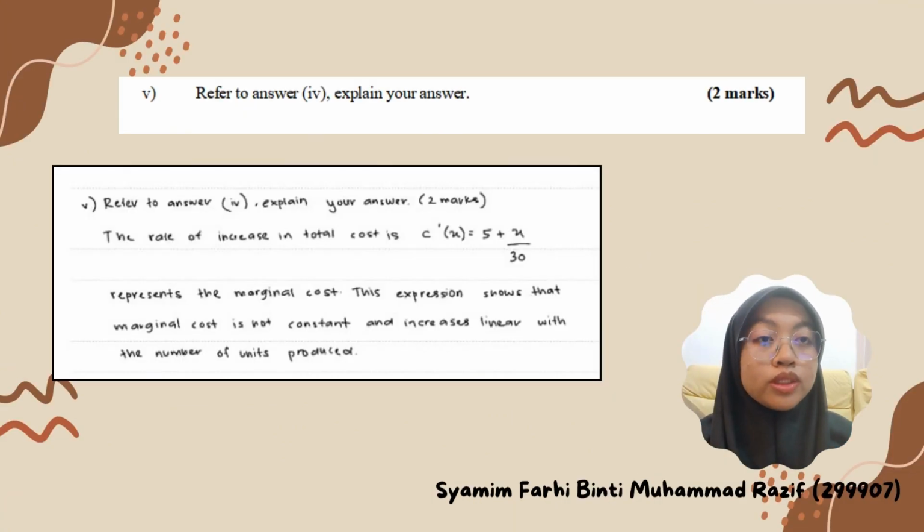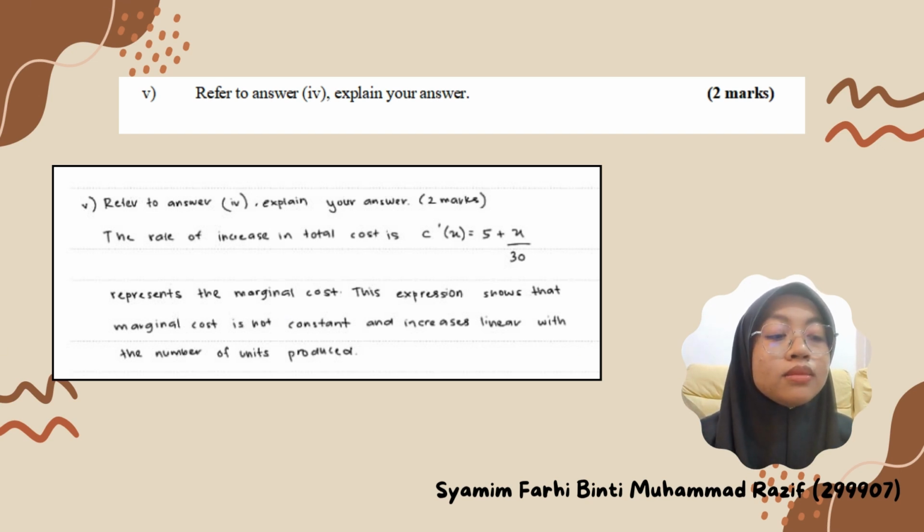So for question 2, which is part 5, the last question, they asked me to refer to the answer for question 4 and explain your answer. So based on the answer from question 4, we can see that the rate of increase in total cost is C prime of x equal to 5 plus x over 30, which represents the marginal cost. This expression shows that the marginal cost is not constant and increases linearly with the number of units produced.